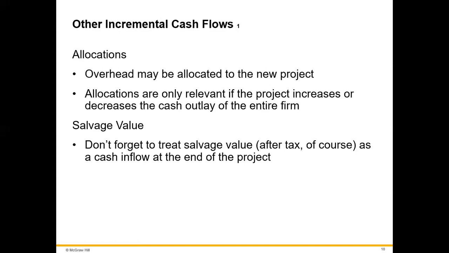Another item that needs to be looked at is how much overhead should be allocated to the new product or project. So overhead are things like utility expenses of the warehouse or the production line, rent of the production line. So these are costs that can't be specifically identified with the project, but would be allocated. So we only make allocations if the project itself increases or decreases the cash outlay of the entire firm. So that means these overhead costs would increase.